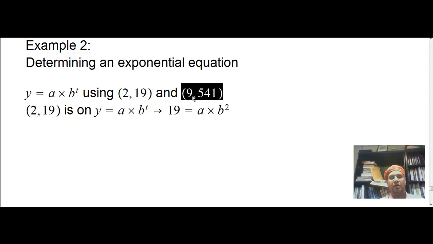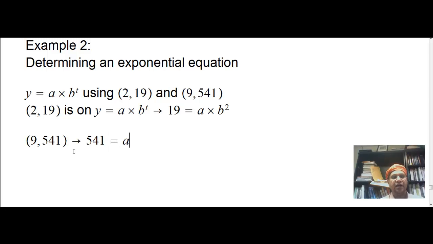Now, this other point lives on this equation too. So in the same way, that will imply 541 equals A times B to the power 9. Very good. And now we have to determine A and B. So let's go for it.